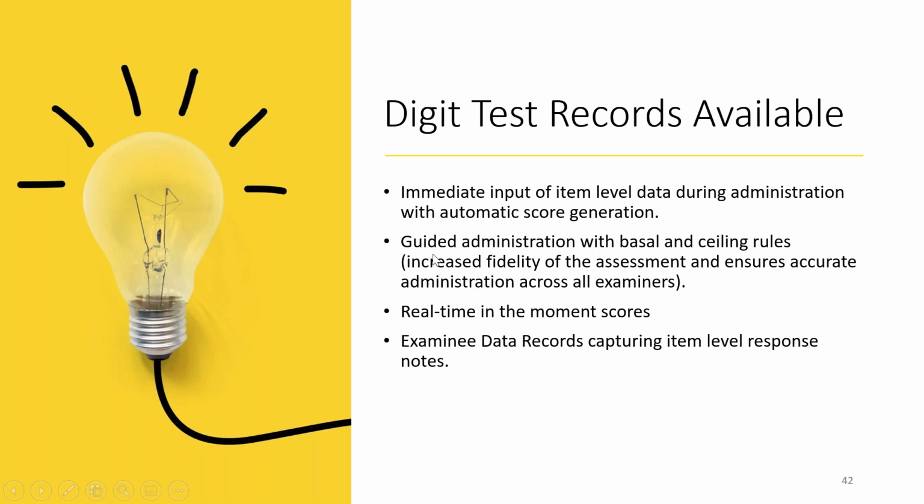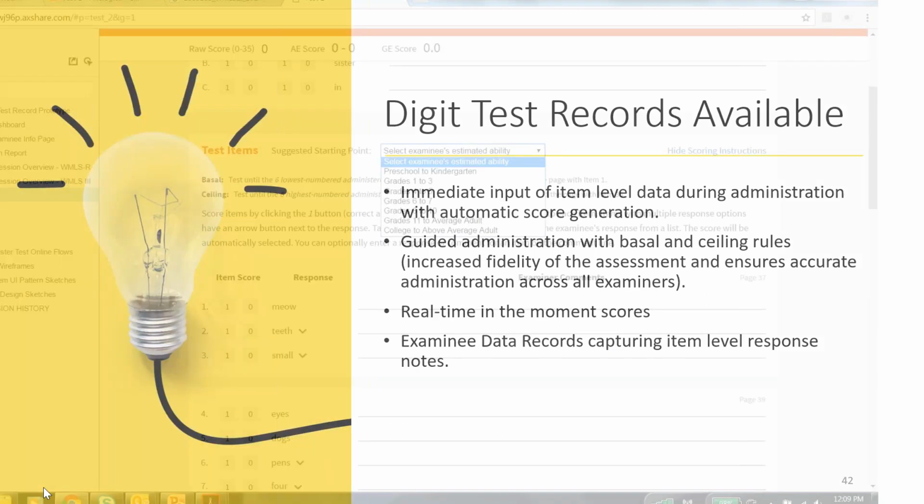I know a lot of examiners struggle with that basal ceiling, or sometimes they forget about that complete page rule that's associated with the WJ products. This will help increase fidelity when administering those tests because it tells us when basal's been reached, when ceiling's been reached. Real time in the moment scores, and the examinee data records capture item level response notes. So there's a place for you to add notes.